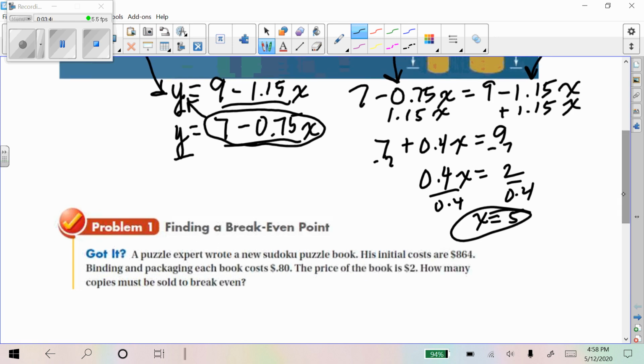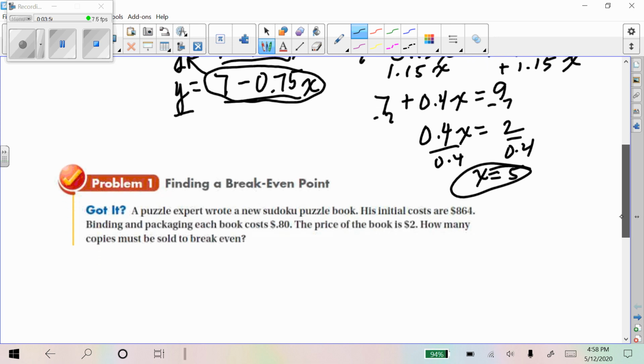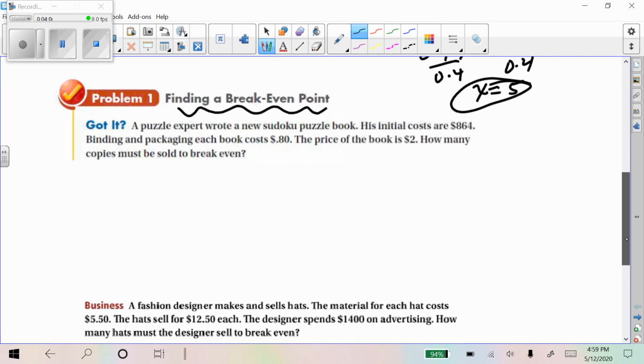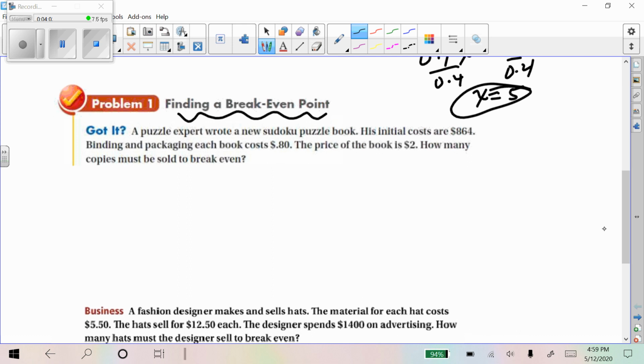So there's a few different types of problems here that we want to focus on. Today I'm going to do this finding a break-even point and one other kind of problem, and then you'll practice those. And then tomorrow we'll do the other types of problems. Anyway, our goal is to learn how to write equations for this.